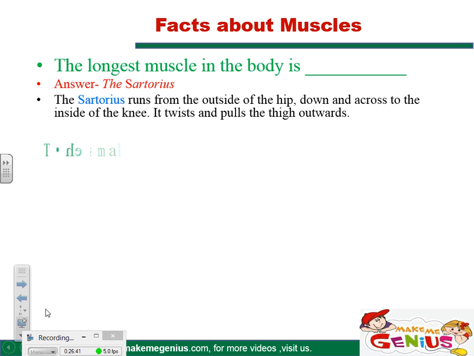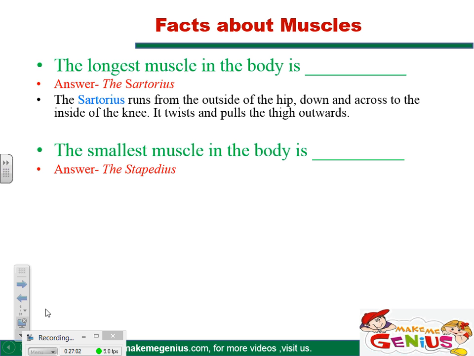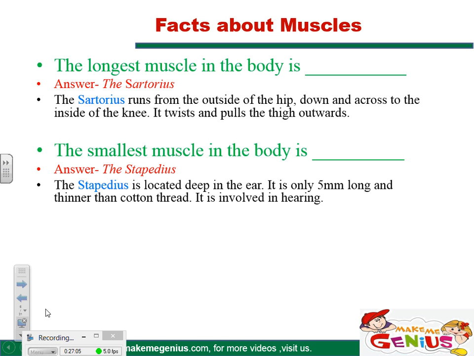The smallest muscle in the body is the stapedius muscle. This is the muscle in your deep ear. It's only 5 millimeters long and thinner than cotton thread. And it's involved in hearing. Although it's small, it has a big job. If it were not there, then what would be affected? Your hearing.